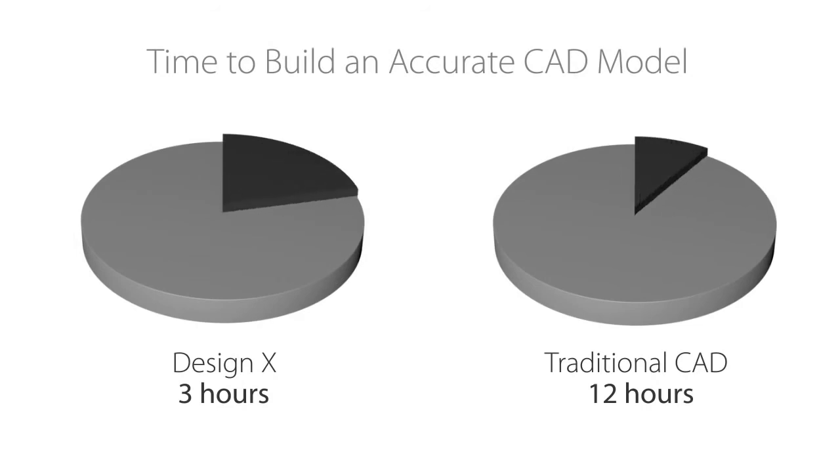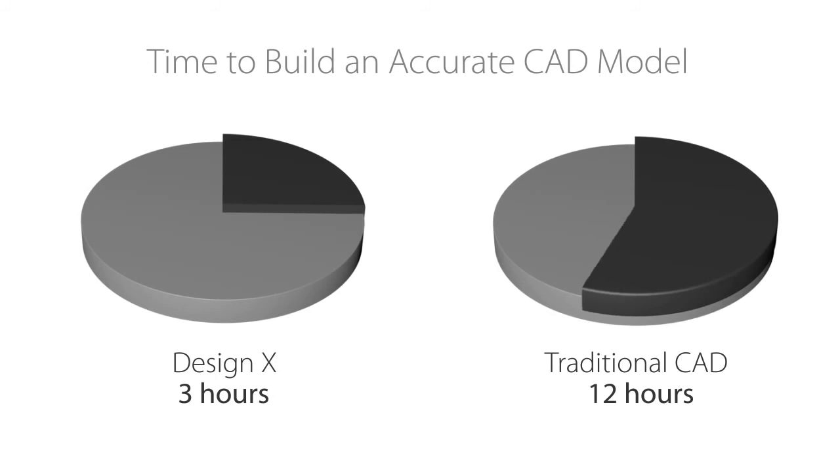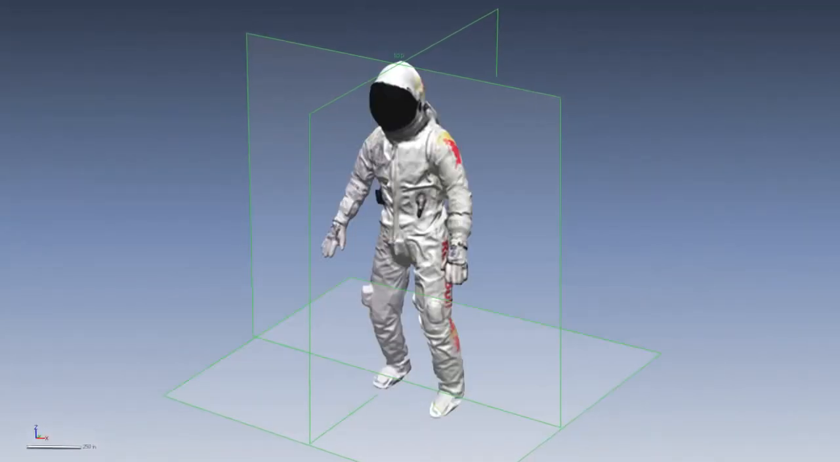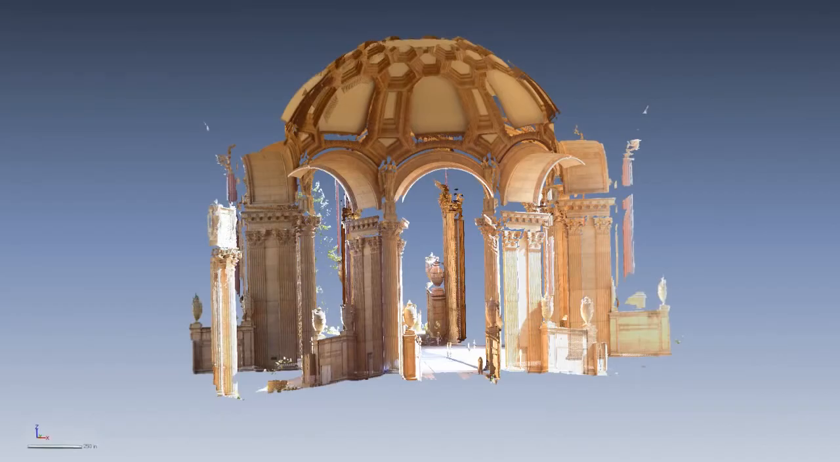The entire process of designing a new differential housing takes less than 3 hours. Compared with creating a design from scratch, Design X saves days or even weeks of effort, and it's more accurate to this existing part too. Design X has the flexibility to be used for virtually any product design, from tiny electronic components up to entire buildings, and everything in between.